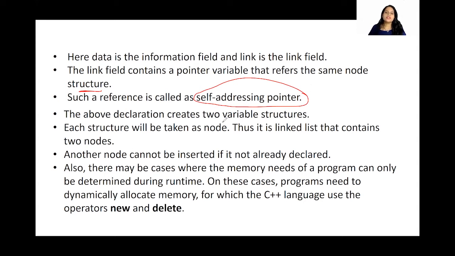The above declaration creates two structure variables, node 1 and node 2. Okay, so these are the structure variables. Each structure will be taken as a node. Thus it is a linked list that contains two nodes. So in the previous declaration we have created a linked list with two nodes, node 1 and node 2.